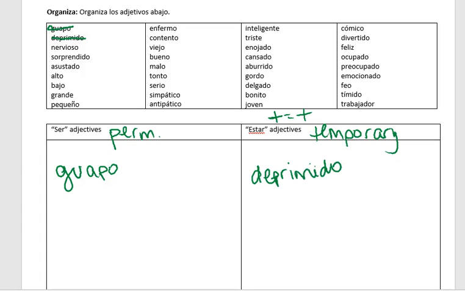Okay? So go ahead and finish this up on your own, and then check the key that's attached to the agenda. Any preguntas, make sure you ask me.